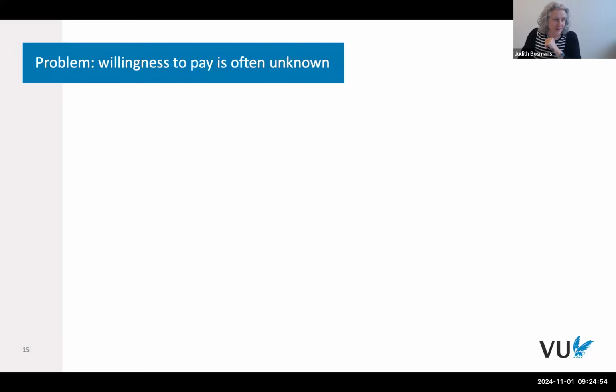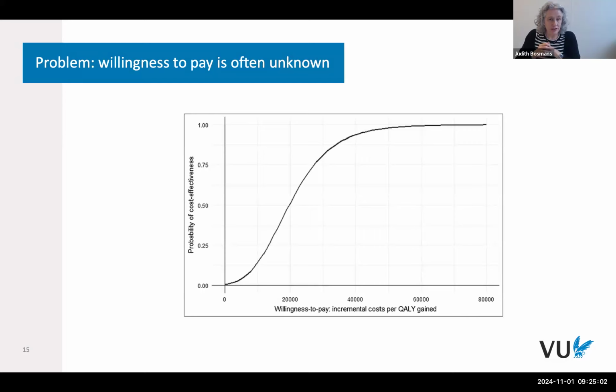The problem is that we often do not know what is the most relevant value for willingness to pay. So what we do then is that we estimate cost effectiveness acceptability curves in which we plot the different values that are relevant for the willingness to pay threshold on the x-axis, and we plot the probability that our intervention is cost effective compared to usual care on the y-axis. And basically what we do is that we estimate the proportion of bootstrapped cost effect pairs that's below a specific willingness to pay threshold.